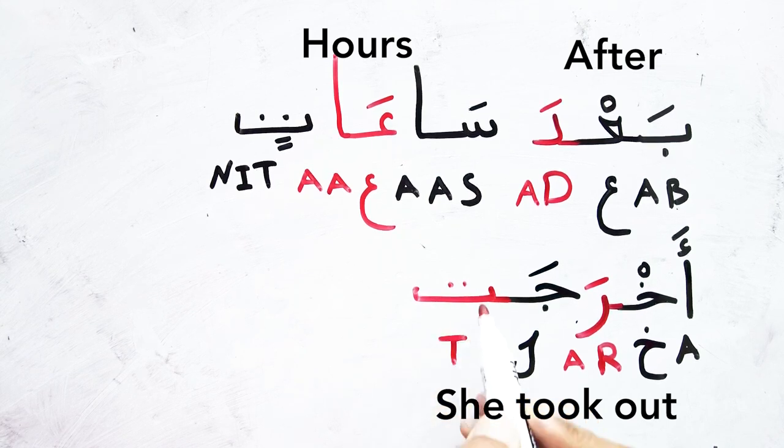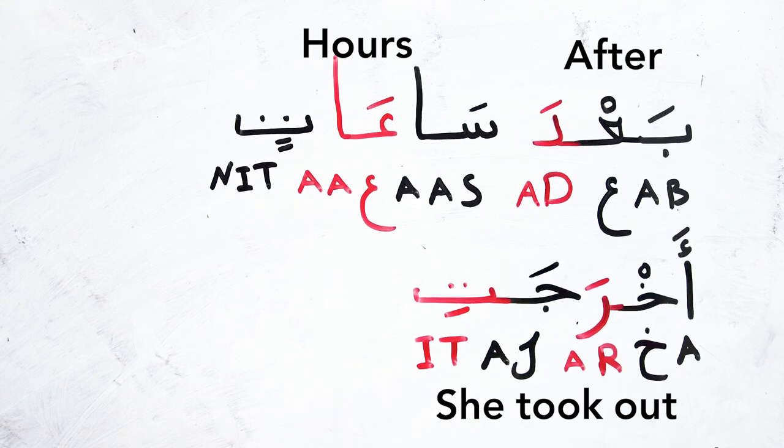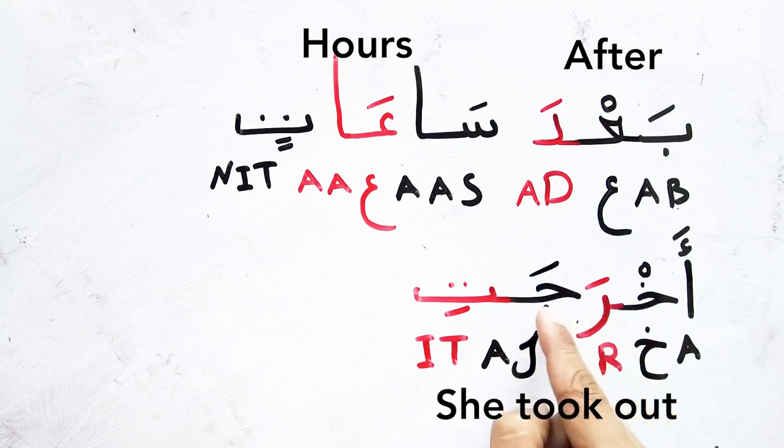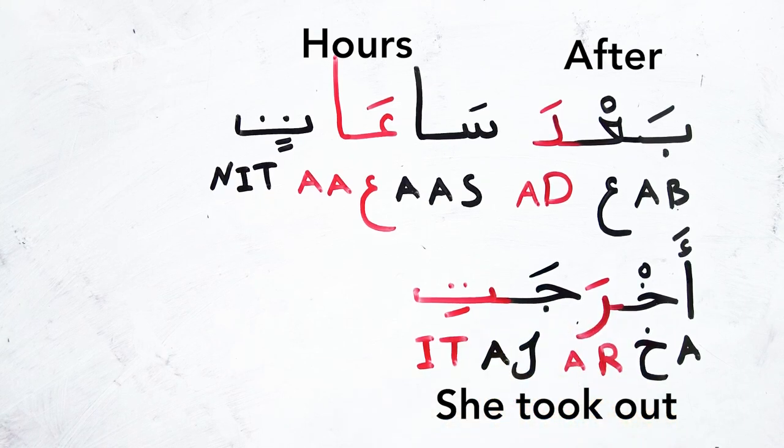but this time it has kasra, so just I have the sound of I. T. So it is أخرجتي. الفستان.